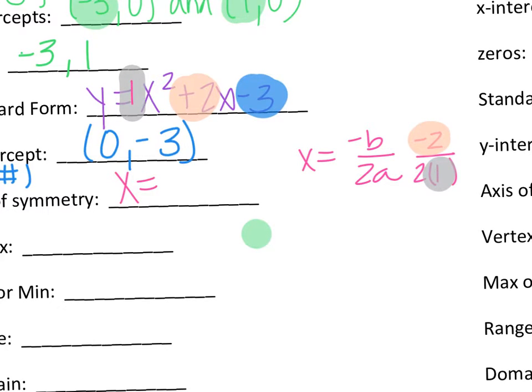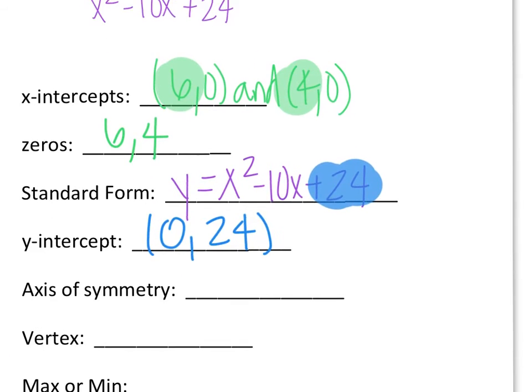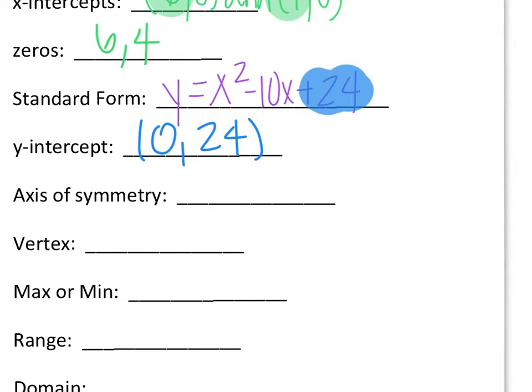So now I just need to do a little bit of math. Well, the denominator, 2 times 1, gives me 2, so I really have -2 divided by 2, and -2 divided by 2 is -1. So my axis of symmetry is x equals -1. So moving on to problem 2, I again need to find my axis of symmetry, which my formula is still x equals -b over 2a.